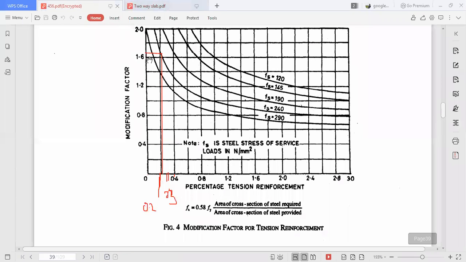1.6. Okay. Here it will be somewhat greater than 1.6, 1.62 or something. I have to consider 1.2. It's not a big deal.